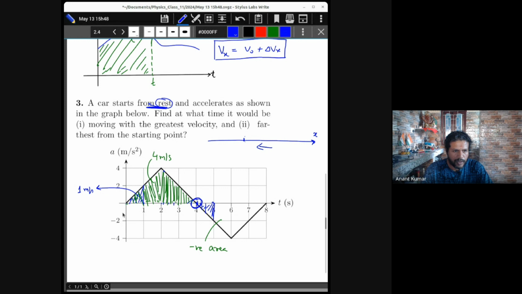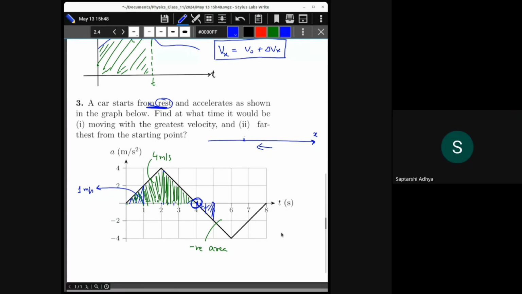Here the question was only to figure out where the maximum velocity is. What answer do you think for the second part? When will it be farthest from the starting point? What do you think about it? Where will it be farthest from the starting point? The answer? So 4.